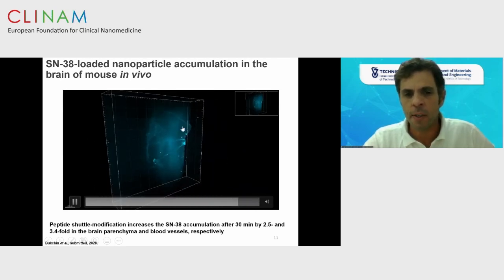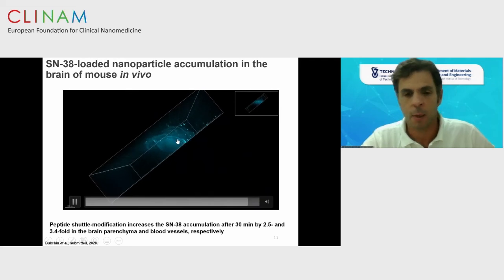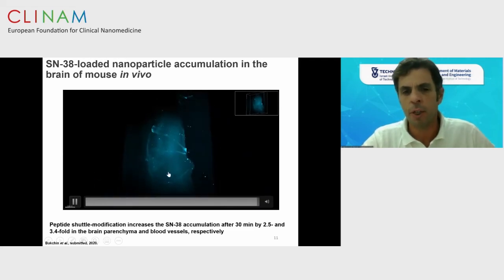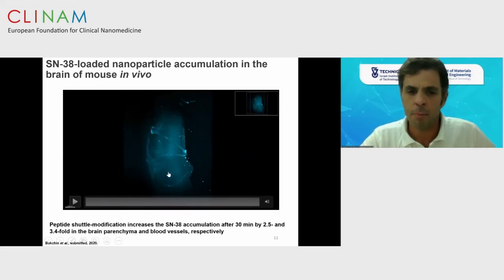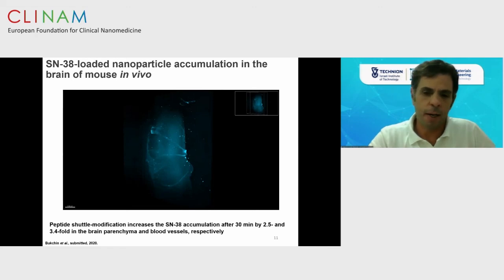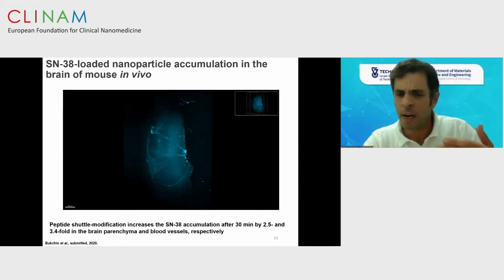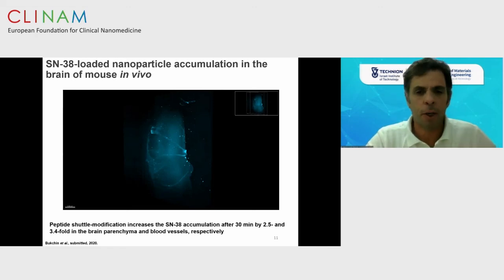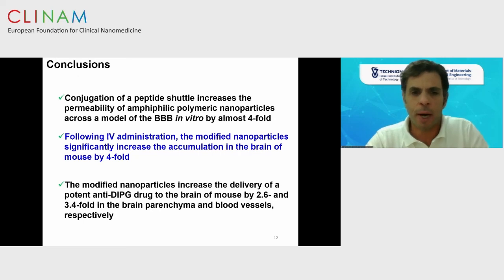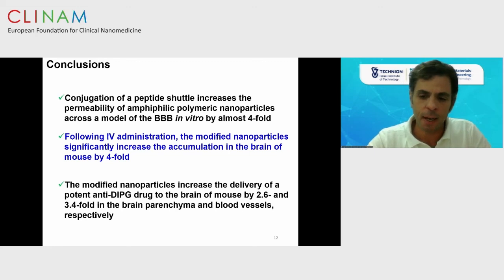And we see an increase in the CNS, which is the fluorescence that we see here, of the CNS accumulation in the brain of 2 to 3 times with respect to the unmodified nanoparticles. So we are still working on this part of the project. I will summarize by saying that we have a very versatile modular platform to encapsulate different types of hydrophobic drugs, including their modification and targeting to different body sites.